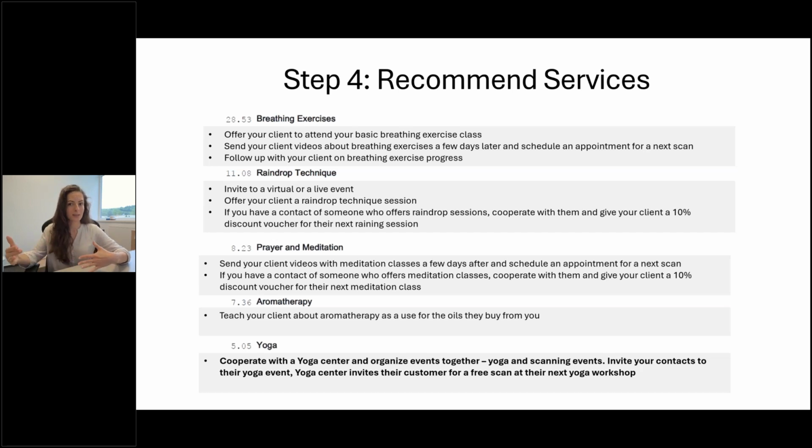So this is how you expand. You see that opportunity? You cooperate with other people. You refer your clients to them. They refer their clients to you for a scan and for products. So there are many ways you can use services to grow your business. One of my favorites is yoga. Again, you can just cooperate with a yoga center and organize events together. Yoga and wellness scanning events. You invite your contacts, they invite their contacts, and all of a sudden in one day, you double your list of clients. There are so many ways.